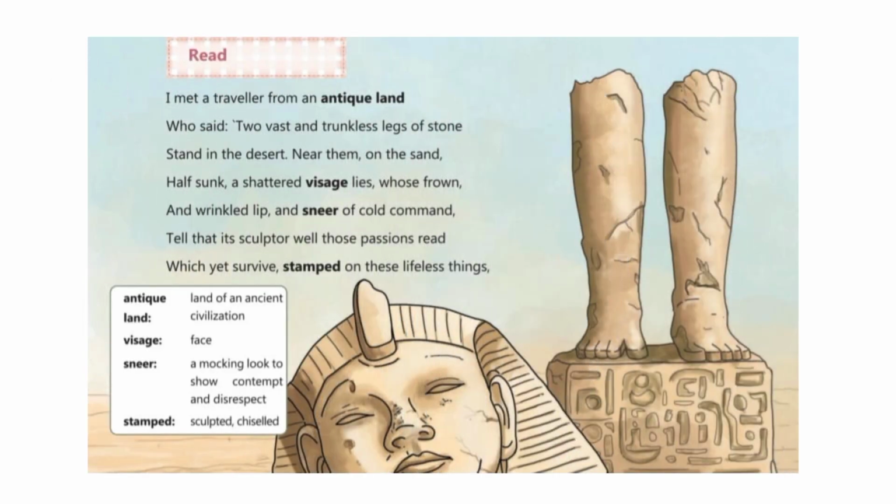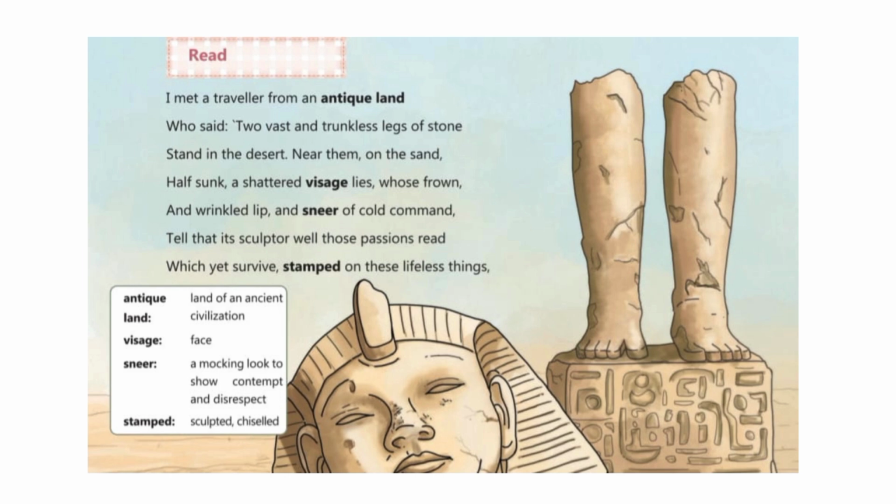So let's have the explanation of the first octave. The octave is as follows. I met a traveller from an antique land who said, "Two vast and trunkless legs of stone stand in the desert. Near them on the sand, half sunk, a shattered visage lies, whose frown and wrinkled lip and sneer of cold command tell that its sculptor well those passions read, which yet survive, stamped on these lifeless things, the hand that mocked them, and the heart that fed."